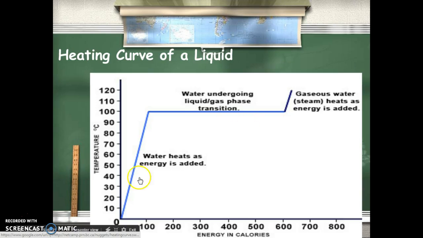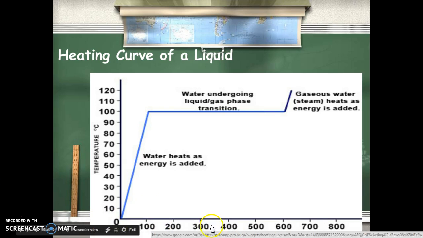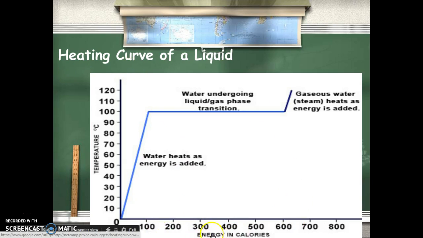Okay, so this is a really good drawing. I mean, I guess it's really a graph, but we need to really talk about this because this is really going to help us understand what actually is going on. So the two axes we have are energy, in calories, and temperature. As you can see here, as you go up, you can keep going. The temperature is rising. The water heats as energy is added.